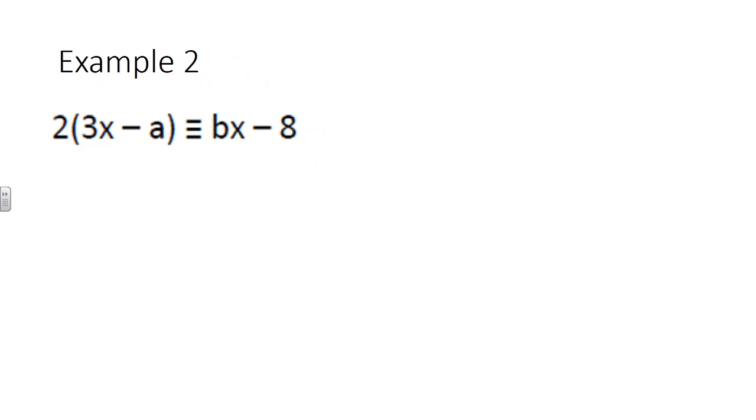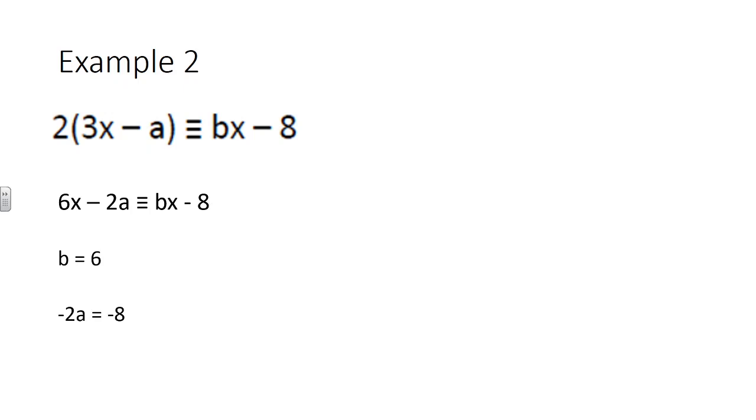Next example. Again, step 1 will always be to multiply out the brackets. So we're going to do 2 times 3x to get 6x, 2 times minus a to get minus 2a, and that's identical to the right side that's already done for us, bx minus 8. And again, it's a match-up process. So you can see the 6x and the bx match up. So b is 6. However, a is slightly different because it's minus 2a is in the same position as the minus 8. So minus 2a is equal to minus 8.